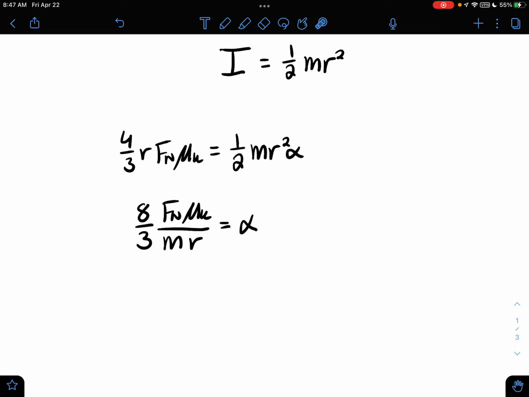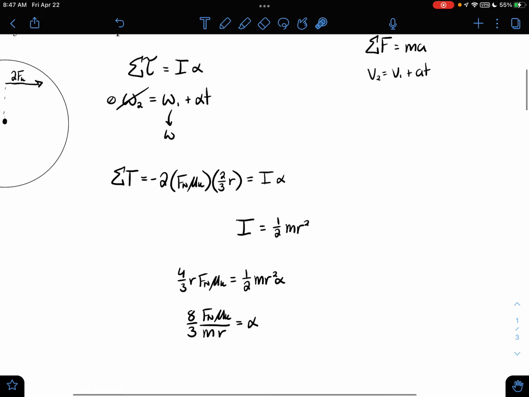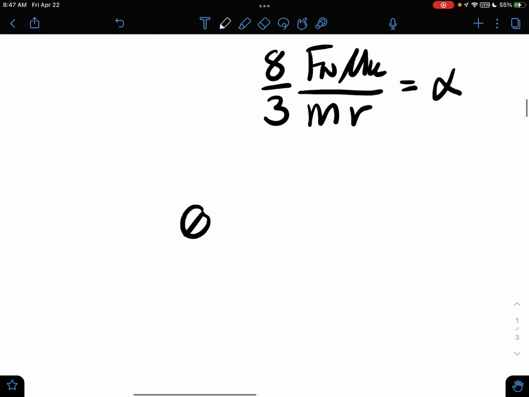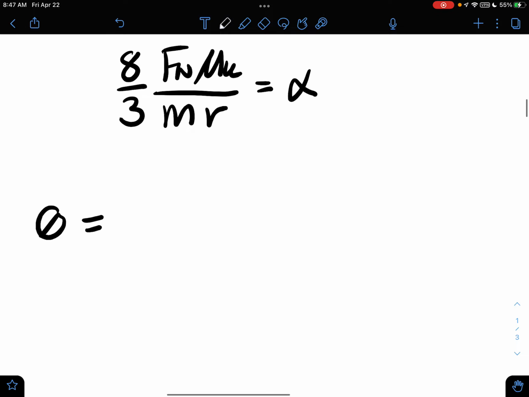Now we get to do the fun part and plug it into this equation here. Okay? So we already said that our final omega is 0 equals our omega.